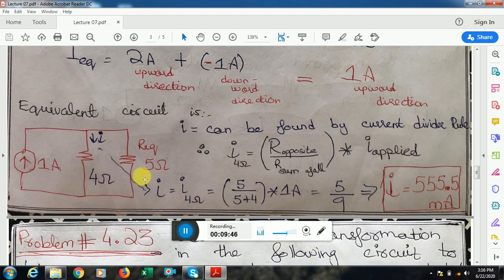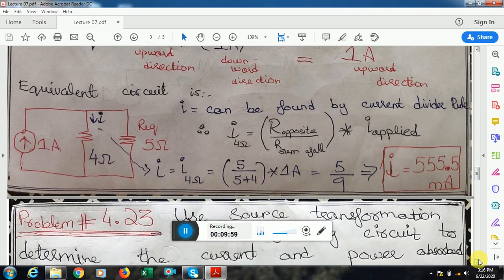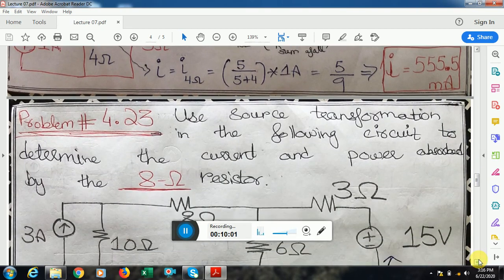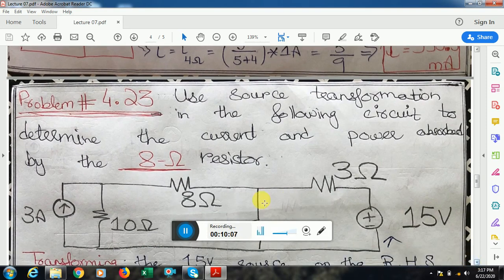So this is how I get the current value going through this path, and I use source transformation to simplify or understand this circuit. So now we'll move on to the next problem, which is problem number 4.23 of your book. In this we have to use source transformation to find the current through this 8 ohm resistor and the power absorbed across this resistor.